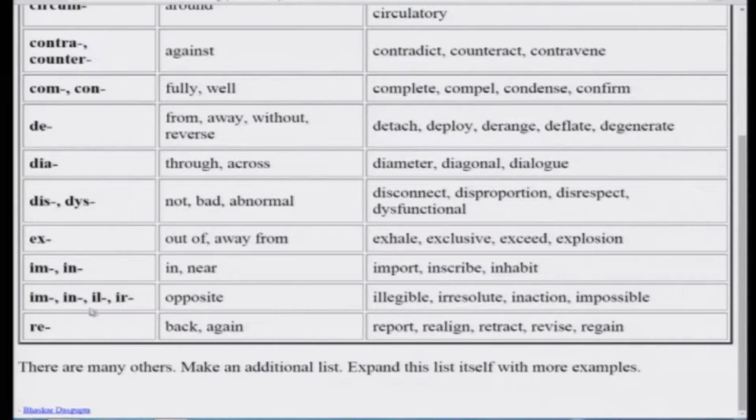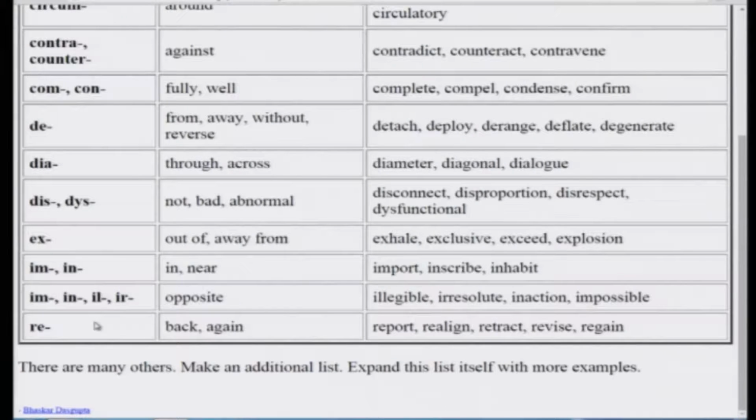And im, in, ill, ir, okay, depending upon whether the next character that comes, that is the first character of the original word, is m, n, l or r. Okay. It is typically opposite. That is one meaning of im, in, and ill and ir also. Illegible, irresolute, inaction, impossible. Okay.